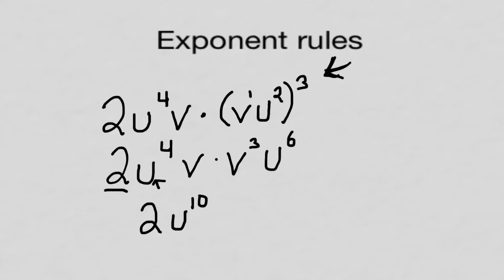I've got a v by itself, which is the same as being v to the 1st. And I've got v to the 3rd. Multiply those, I add them. I get v to the 4th.